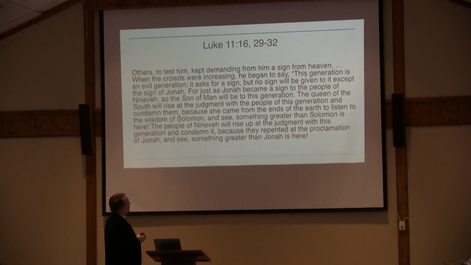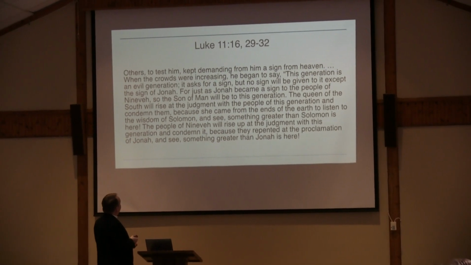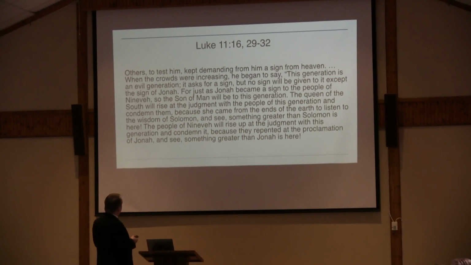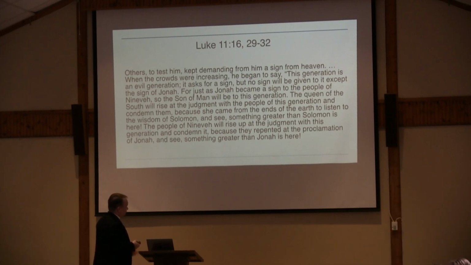It asks for a sign, but no sign will be given to it except the sign of Jonah. For just as Jonah became a sign to the people of Nineveh, so the Son of Man will be to this generation. The Queen of the South will rise at the judgment with the people of this generation and condemn them, because she came from the ends of the earth to listen to the wisdom of Solomon, and see, something greater than Solomon is here. The people of Nineveh will rise up at the judgment with this generation and condemn it, because they repented at the proclamation of Jonah, and see, something greater than Jonah is here."